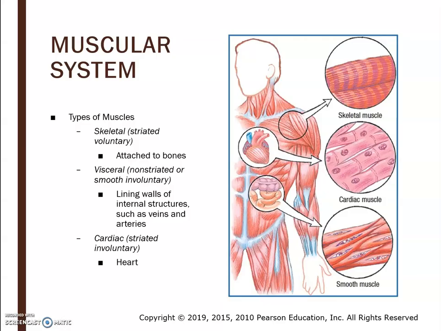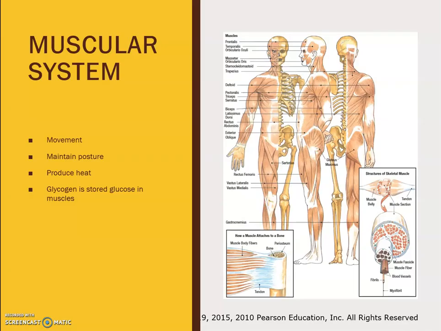Muscular system, types of muscles. There's the skeletal, or the voluntary muscles. They're attached to bones. There's the visceral, or non-striated, or smooth involuntary muscle lining walls of the internal structures such as veins and arteries, and the cardiac, which is involuntary, which is present in the heart. The muscular system is responsible for movement, maintaining posture, producing heat, and glycogen is stored in the muscles as well.